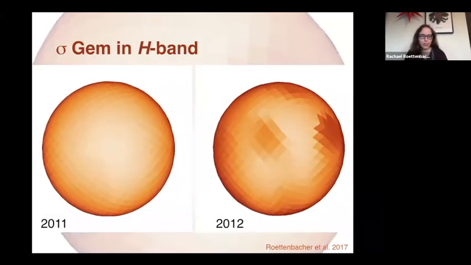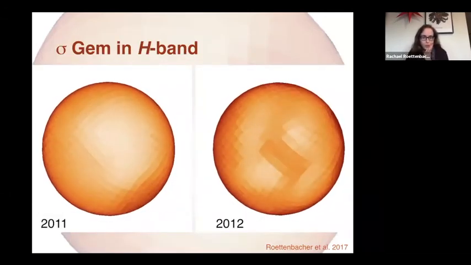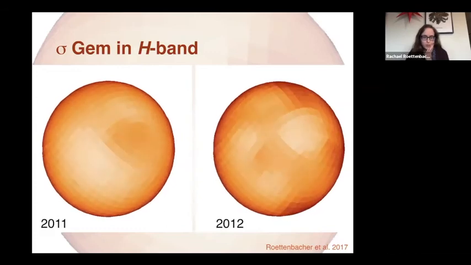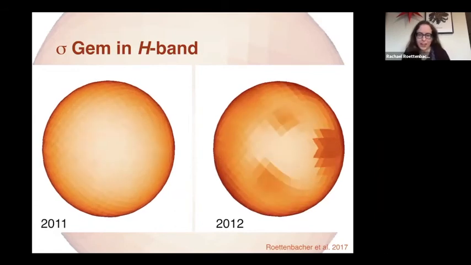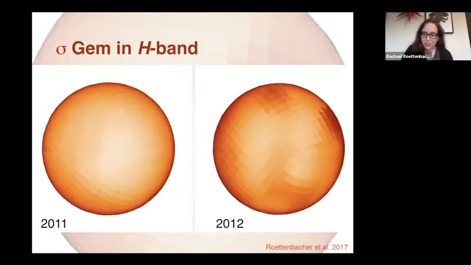But just for fun, here are the two images from the interferometric observations in H-band as they appeared on the sky. Just rotating. I never get sick of looking at these, so I have to show them. So sorry about that.